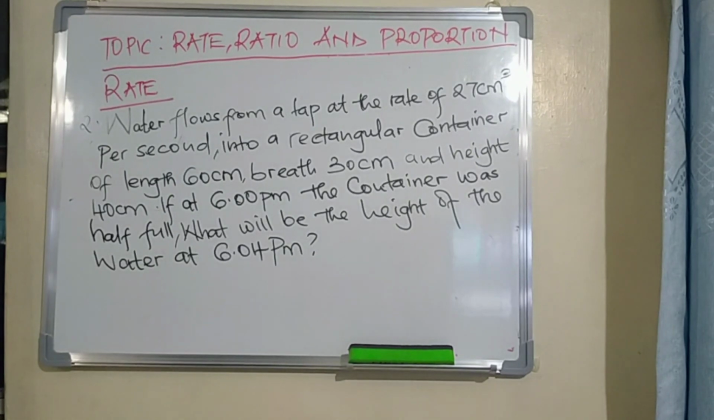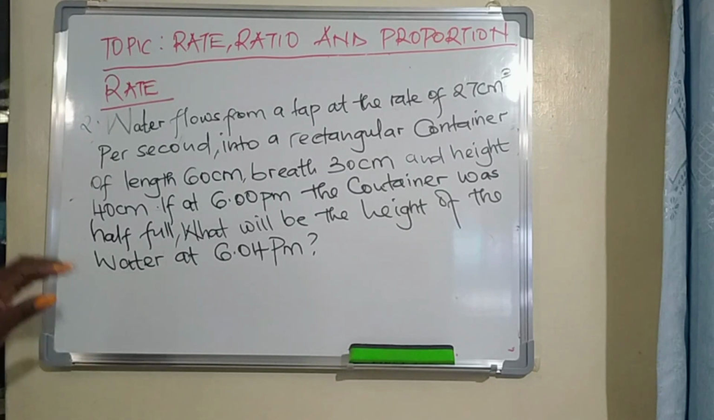Look at this question, which was tested in a KCSE paper back in the year 2020 on rates. Water flows from a tap at the rate of 25 centimeters cubed per second into a rectangular container of length 60 centimeters, breadth 30 centimeters, and height 40 centimeters. If at 6 p.m. the container was half full, what will be the height of the water at 6:04 p.m.?